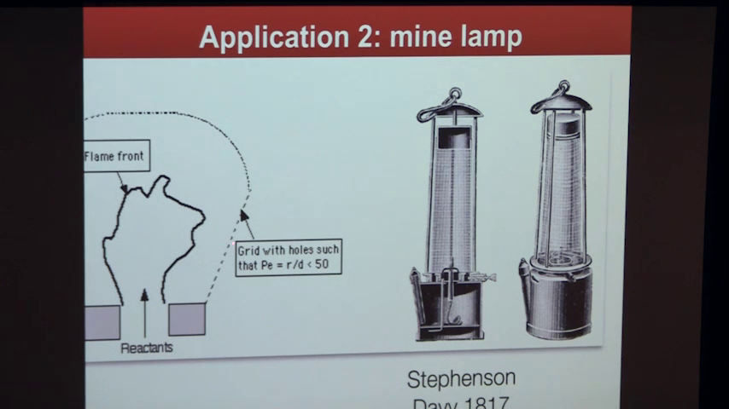So the way you do that, you add this grid here. You can see the lamp here. This is the Davy lamp. And so the light is inside, and here you have this small grid which prevents the flame from going out. Okay? Great system.